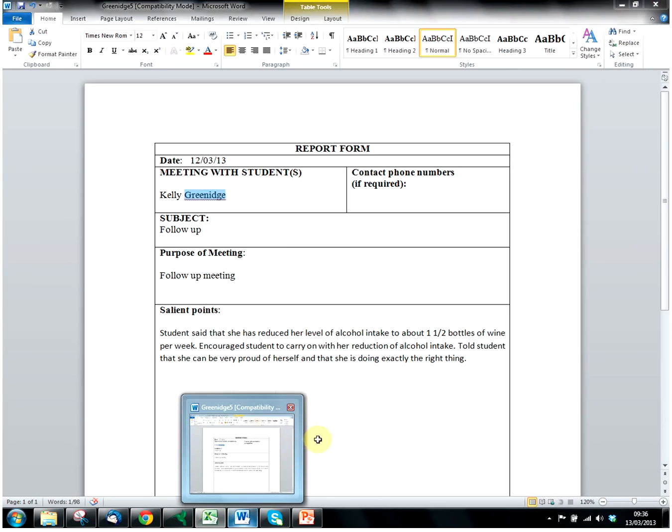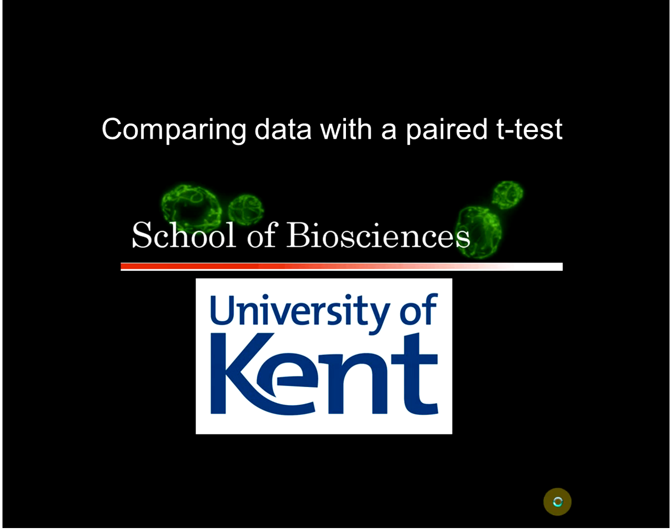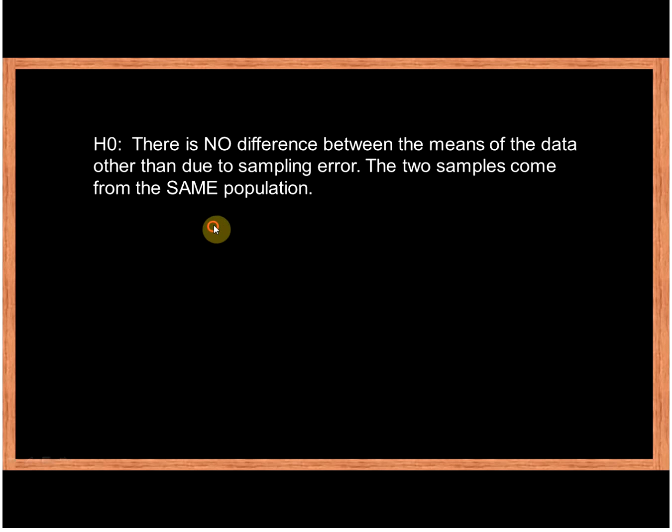So first of all, let's formulate a hypothesis. In our null hypothesis, there is no difference between the means of the data other than due to sampling error. So the average sleeping time for the people before the treatment is the same as the average sleeping time after the treatment. Or in other words, the two samples come from the same population. So that's our null hypothesis.